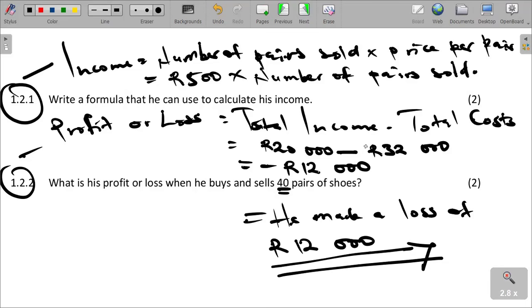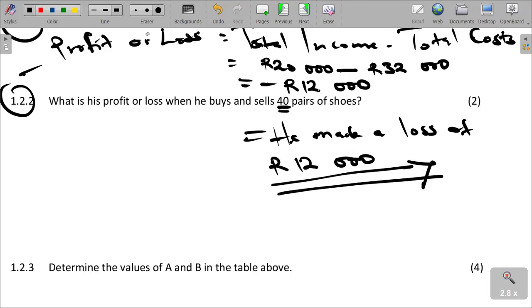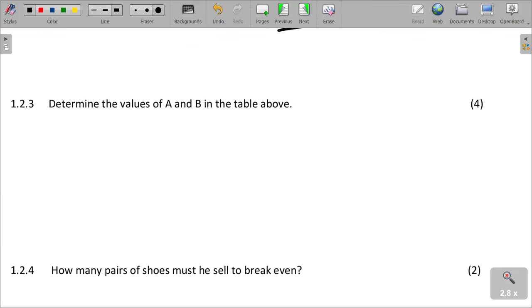However, in this case, there is a loss that was made here. And then determine the value of A and B in the table, which is 1.23. Determine the value of A and B.